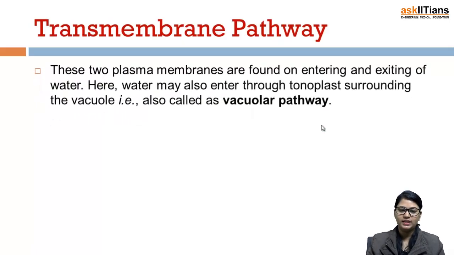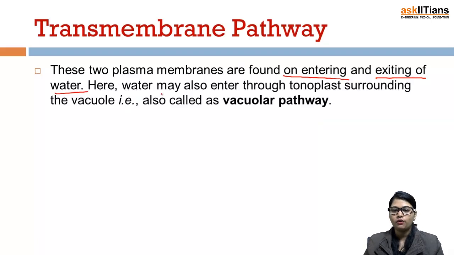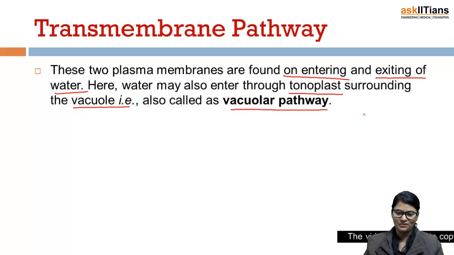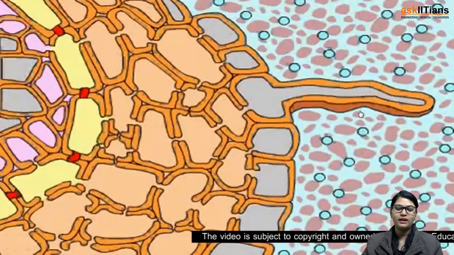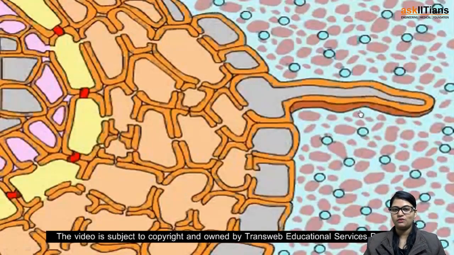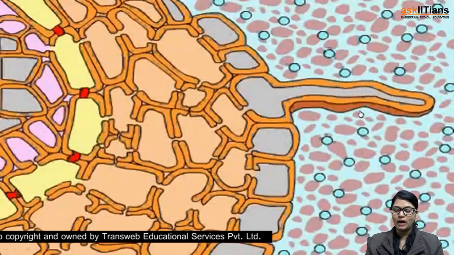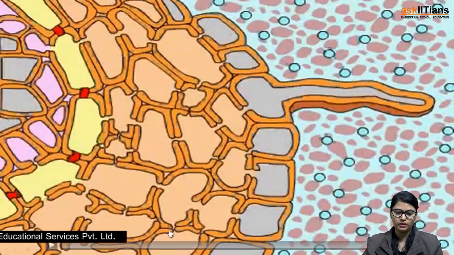In the transmembrane pathway, these two plasma membranes are found on entering and exit of water. Here water may also enter through the tonoplast surrounding the vacuole, that is also known as the vacuolar pathway. Here is a video that will represent the pathways that I have explained over here.